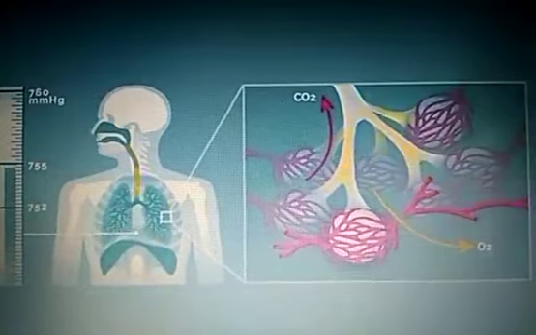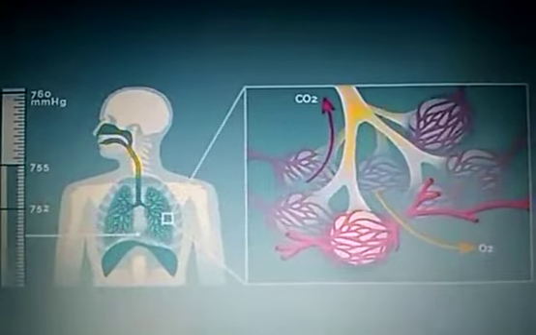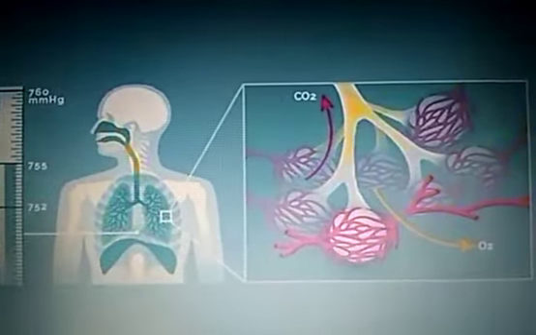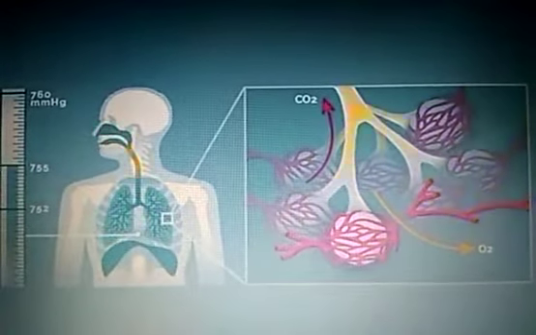As the branching proceeds, the amount of cartilage present in the walls goes on decreasing. They also acquire a coat of smooth muscle fibers. These smooth muscle fibers are supplied by both sympathetic and parasympathetic nerve fibers.